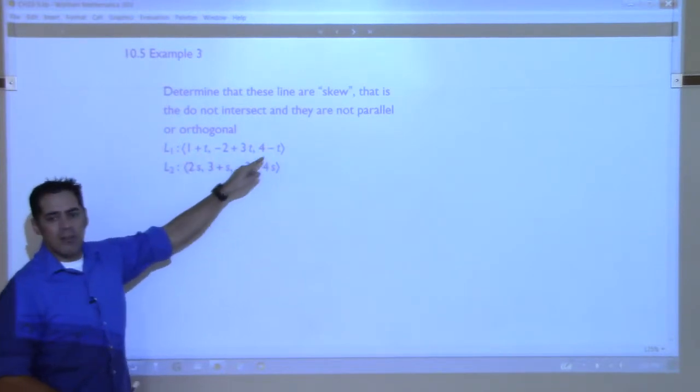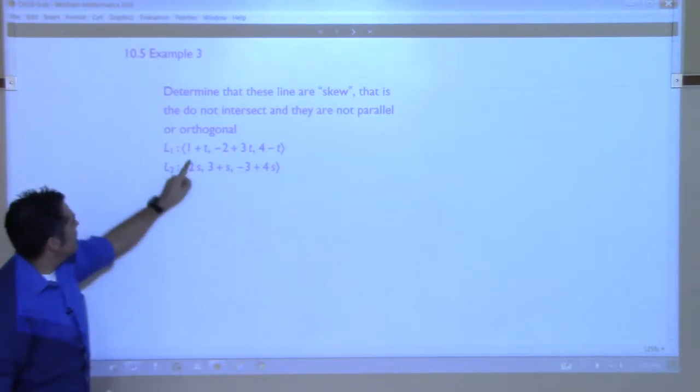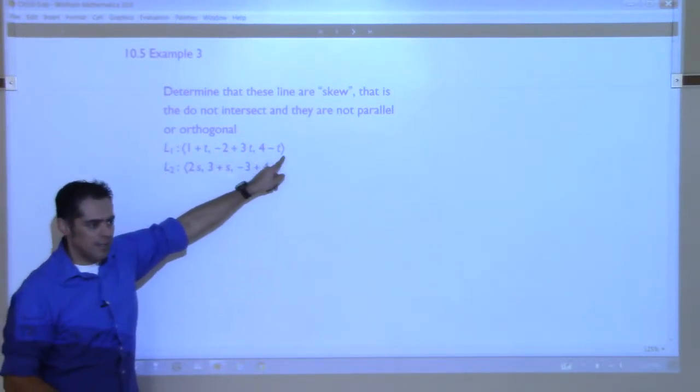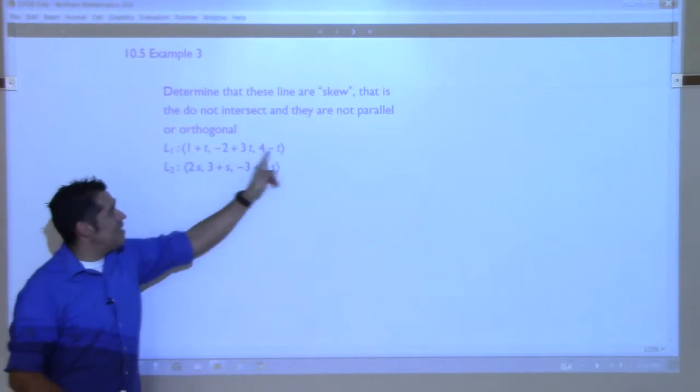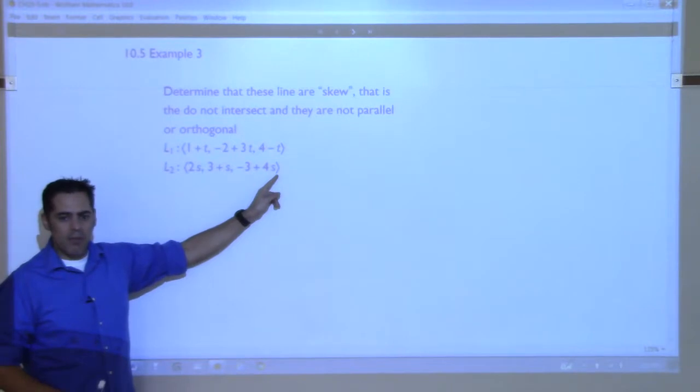And doesn't that look like what we had when we did r of t and put it all together? We had a number plus t, and then a number plus something in front of t, and then a number plus something in front of t, right? And I'm using t here, but here I'm using s. So t and s are like dummy variables. We could use anything we want.